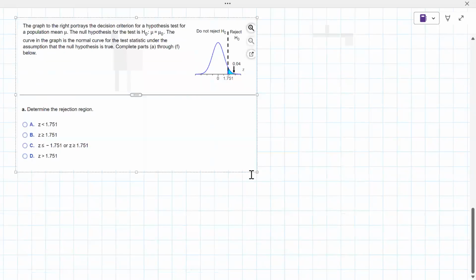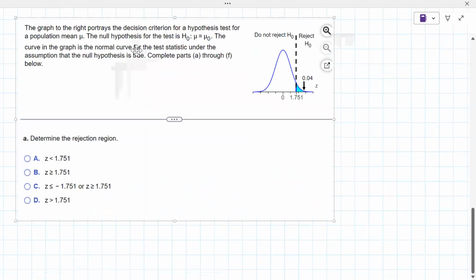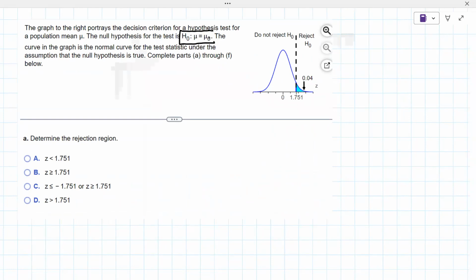All right, so number 8 here, they're saying the graph to the right portrays the decision criterion for a hypothesis test. And they're telling you the null hypothesis mu equals mu0. So this appears to be the standard in your class. And the rejection region, what they're trying to show you in the graph over here, is that the rejection region is to the right of 1.751.